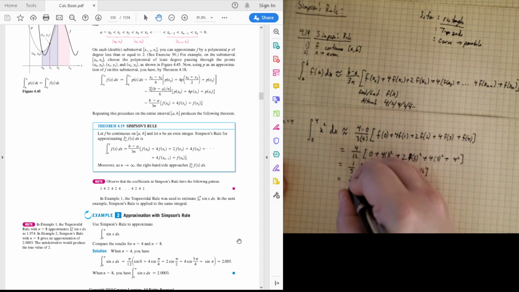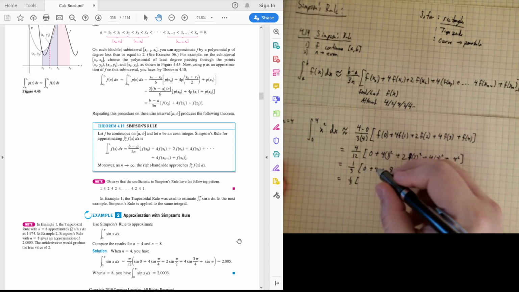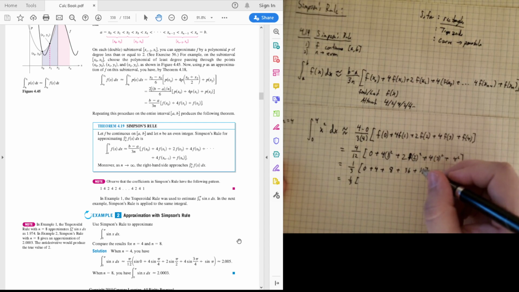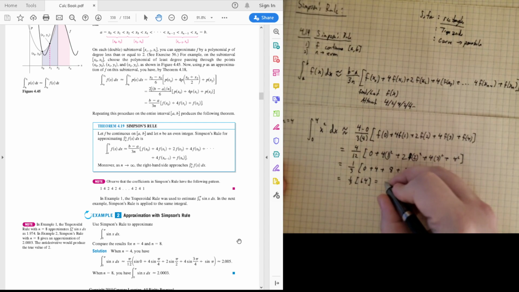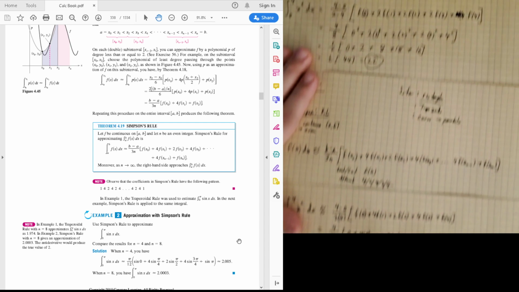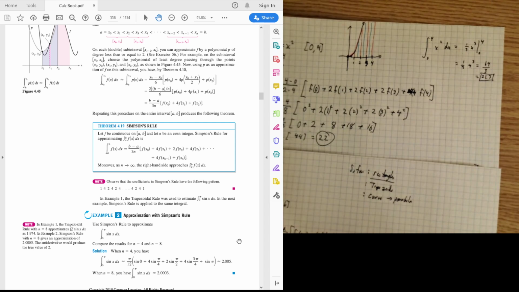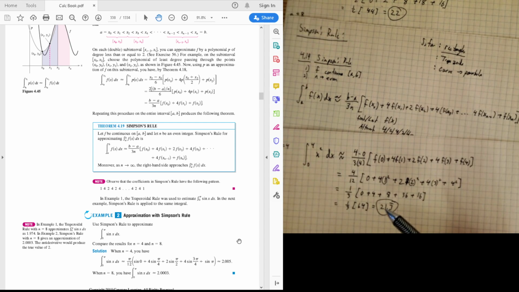Alright, 1/3 times 0 and 4 would make 4, plus 8 is 12, plus 36 would be 48, plus 16 would be 64. And 1/3 of 64, that is 21.3 repeating. Hey, look at that. With only n equals 4, we got an exact right answer. That's pretty impressive.